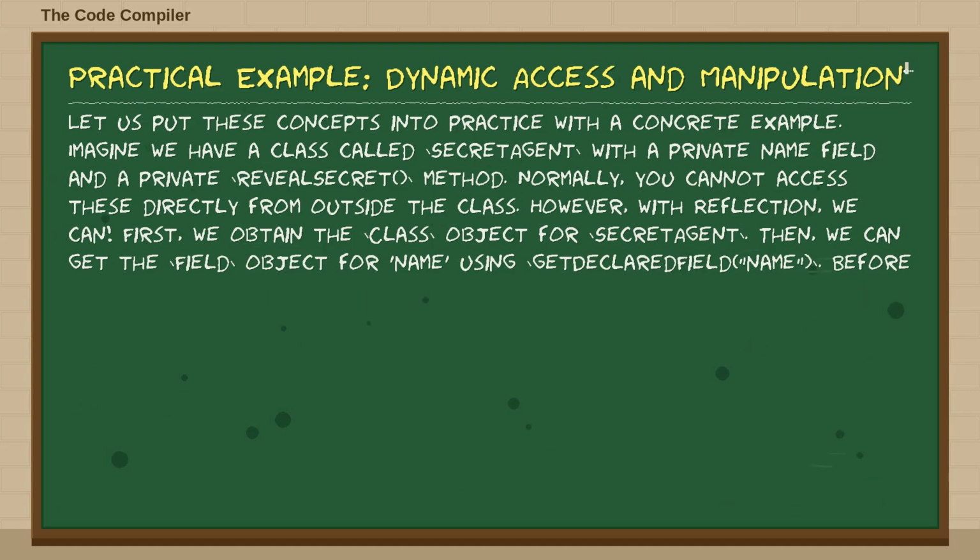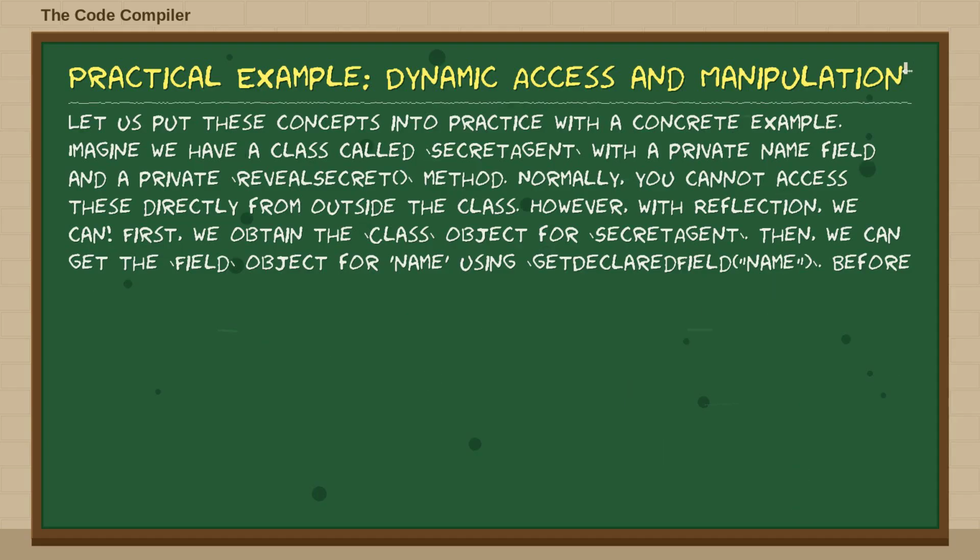Before we can modify it, we must call setAccessible(true) on the Field object, which overrides Java's access checks. Then, we can use field.set(agentObject, "James Bond") to change its value.